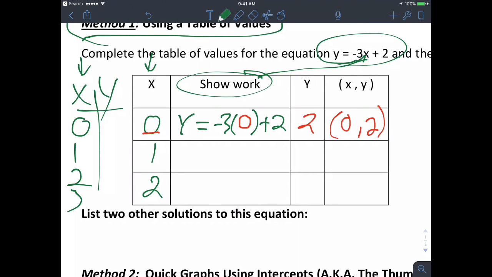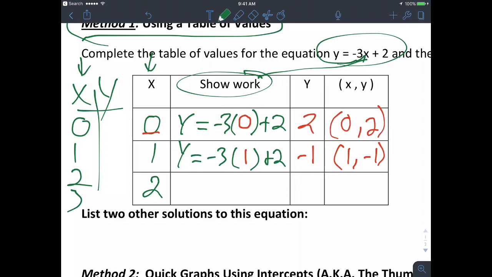Now for the next one, they want us to put in 1. So I'm going to put y equals -3 times parentheses, plus 2. And I'm going to go ahead and put 1 in there. When you put 1 in here, you plug this value in your calculator. You have -3 times 1 plus 2. That's going to get you a -1. So what ordered pair would this make? All right, the ordered pair would be 1, comma, -1.